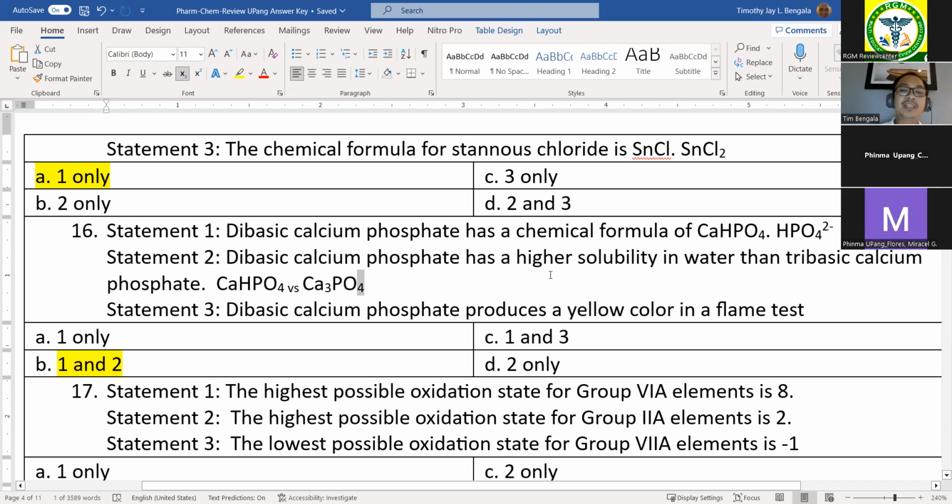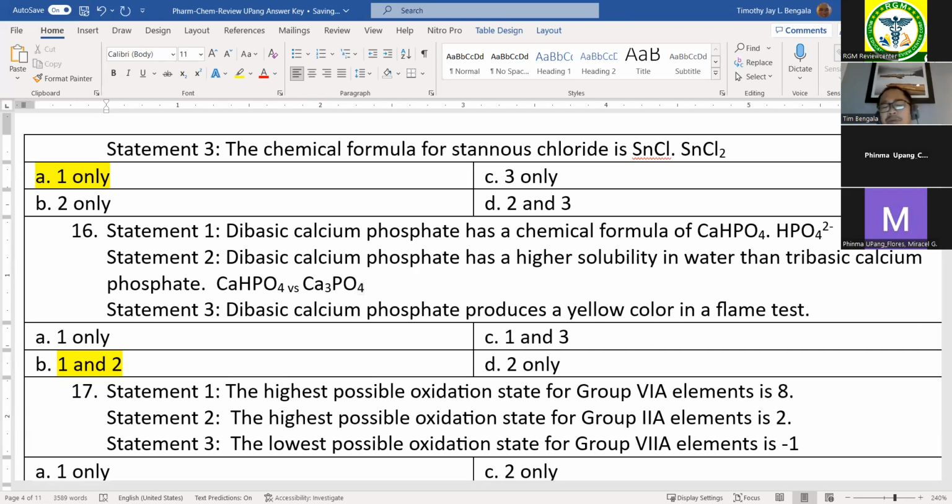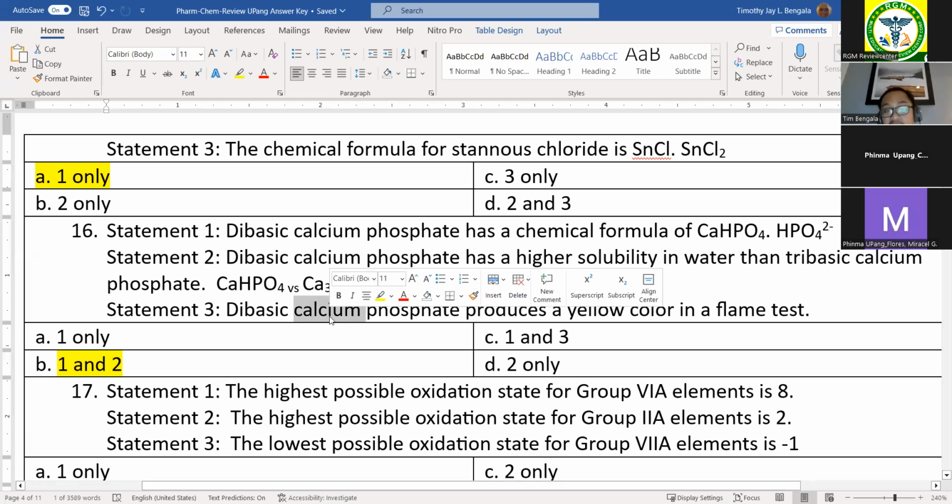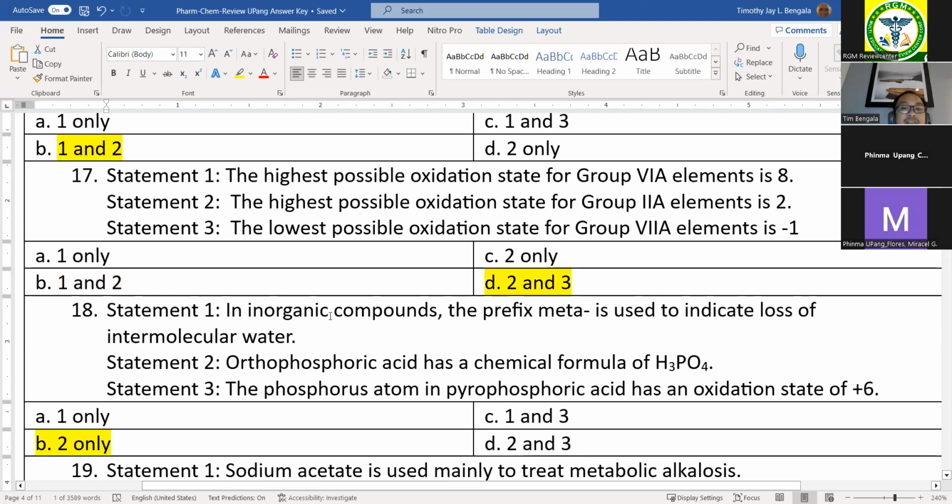Then lastly, the dibasic calcium phosphate produces a yellow color in the flame test. So that is incorrect. So ngayon, titingnan natin, sino ba yung pwedeng kumulay sa dibasic calcium phosphate? So si calcium, no? Wala namang kulay si phosphate. So that means you need to know the color for calcium. And calcium, brick red yung kanyang description. So dito, ayan. So mali talaga yung statement 3 to say na yellow. So 1 and 2 yung correct statements. So letter B. Next, number 17.